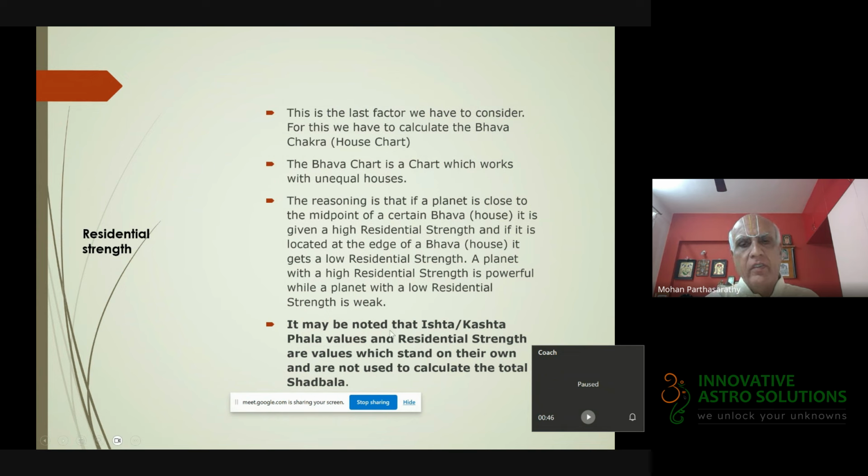So the only thing is, it may be noted that Ishta and Kashtapala values and residential strength are values which stand on their own, but are not used to calculate the Shadbala. So they are standalone factors to consider in the study of our horoscope, Ishtapala, Kashtapala and residential strength, as compared to the Shadbala, which has its own merits and demerits.